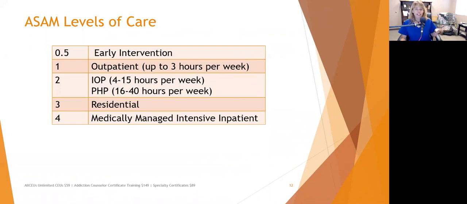Level 4 is your medically managed intensive inpatient, and this can be your inpatient detox, where you've got a nurse that's on duty 24 hours a day and a doctor that comes in every day, or it can be a crisis stabilization unit, again, where there's a nurse on duty. There's always medical personnel there, round the clock, 24 hours a day, 365.